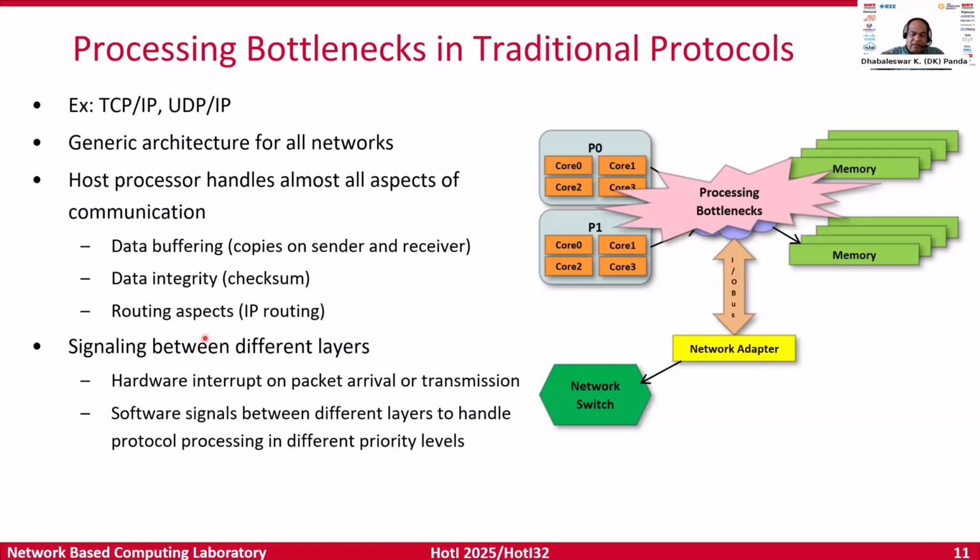We'll introduce that in a little more detail in another 10 slides. There has to be a lot of signaling between the different layers. If you receive a packet, there has to be a hardware interrupt on packet arrival, and then it will do the transmission. There will be software signaling between different layers to handle the protocol processing. So if you add all these things up, even if I want to send 1 byte from this node to the other node, it leads to, let's say, 5 microseconds.